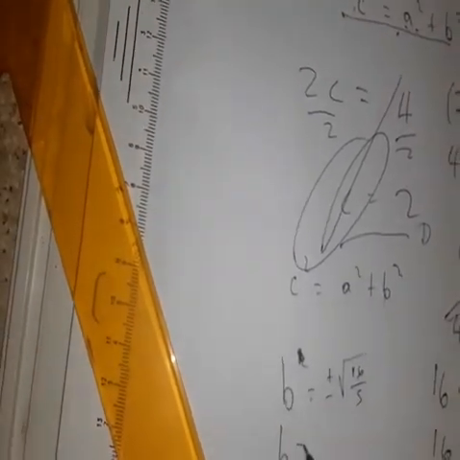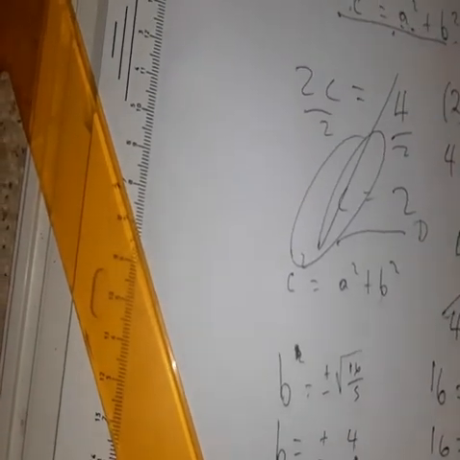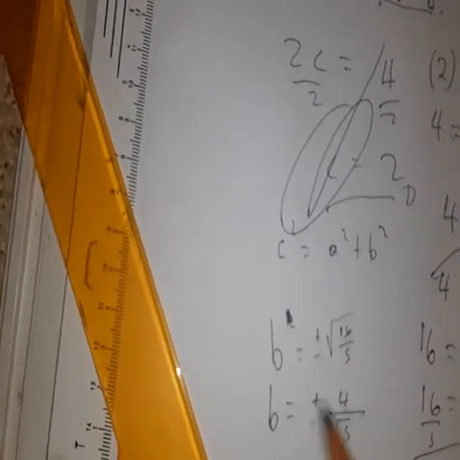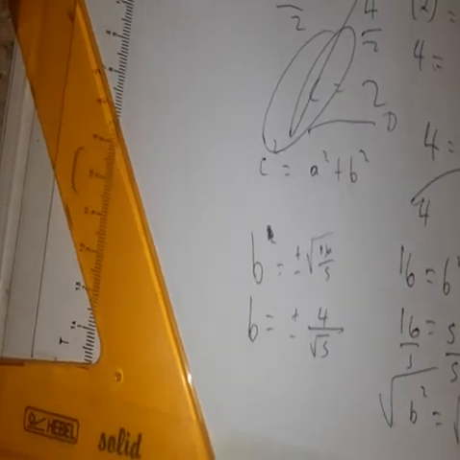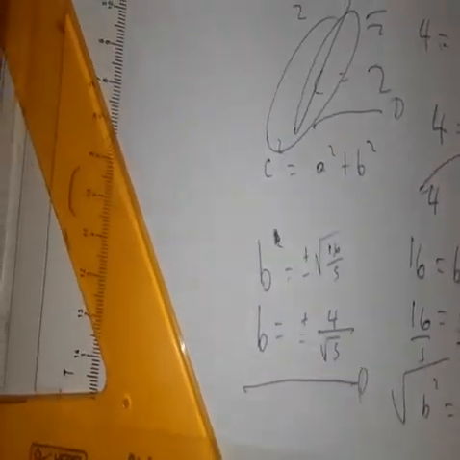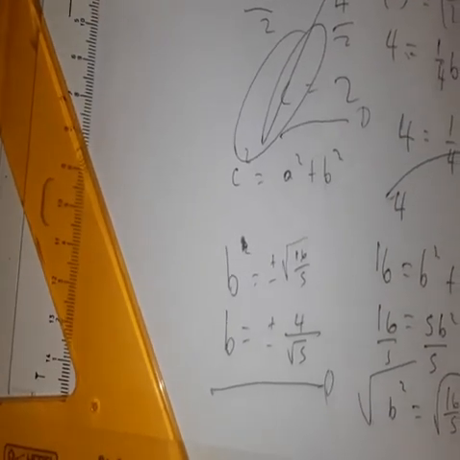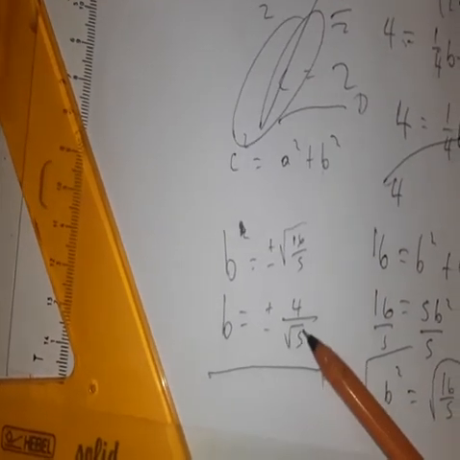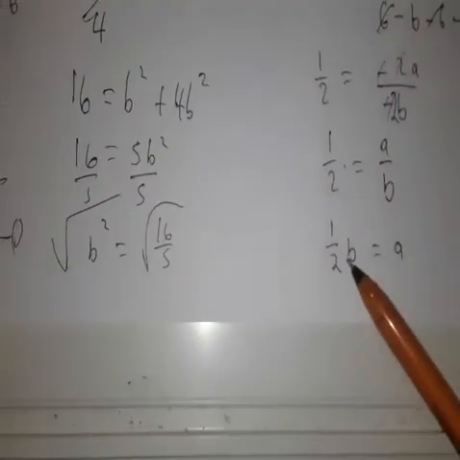And what is this square root? It's going to be plus or minus 4 over square root 5. And you can try and rationalize this if you want. So this is our b, right? Remember this b, when we put it in the equation, it's going to give us a. So this is our b. We can substitute b here from this equation.